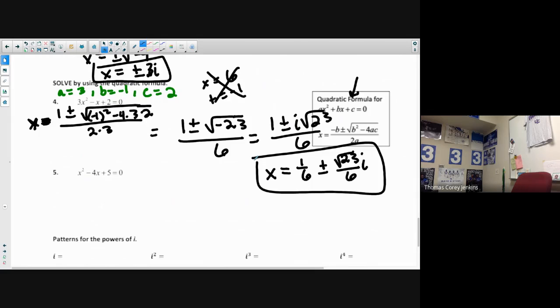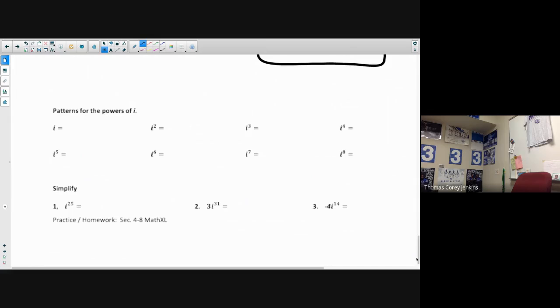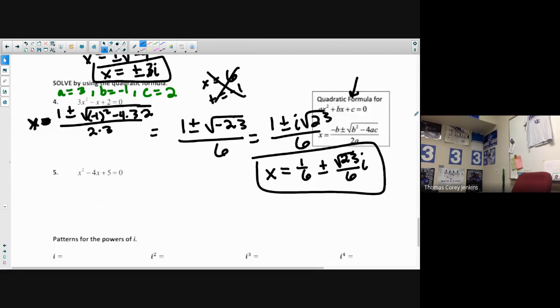All right, let me go ahead and do number 5 real quick, so you can see another one, and I'll go a little bit quicker on that one. I'm going to tell you we can't factor it, so let's use the quadratic formula. x equals negative negative 4, so that'd be positive 4 plus or minus the square root.